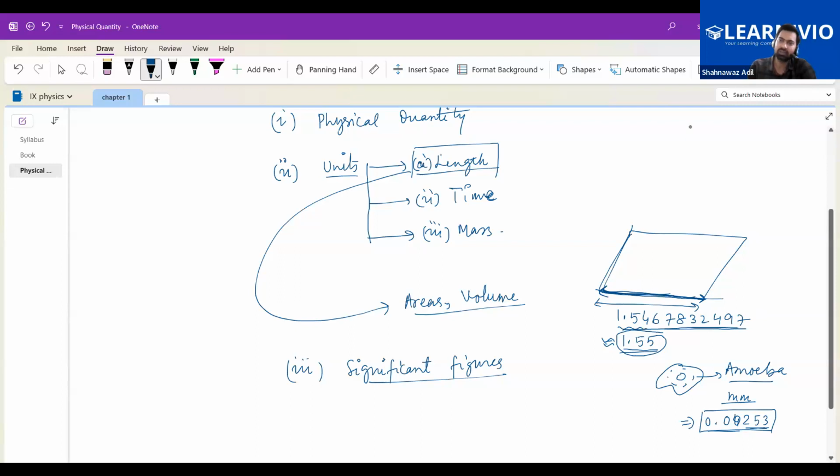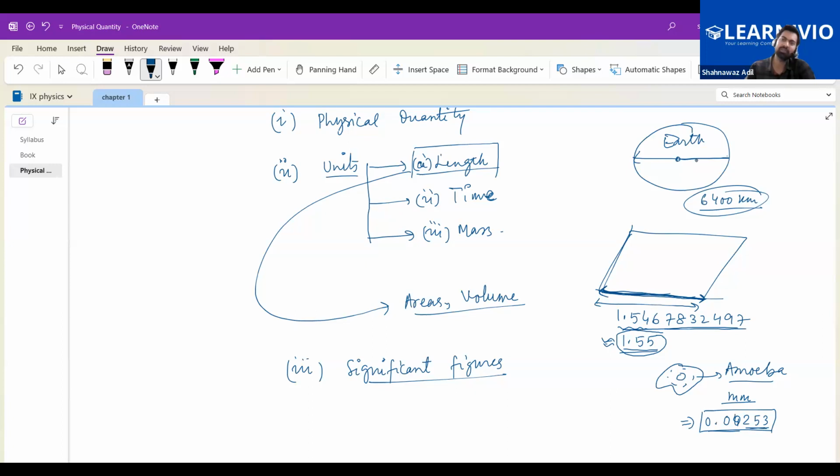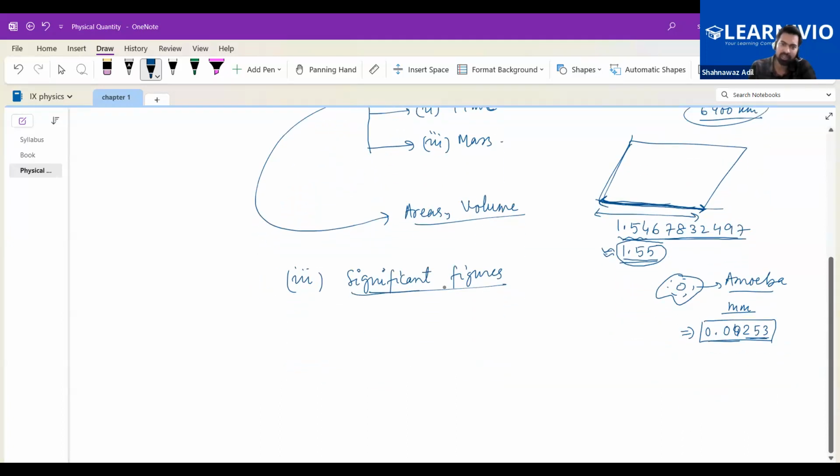Let's say the size of the earth. This is our earth, right? And the radius of the Earth is 6,400 kilometers. Right. So only this many significant figures we require in the measurement of the Earth. So for different kinds of measurement, we require different kinds of significant figures. And in this topic, we will understand what the rules for significant figures are.